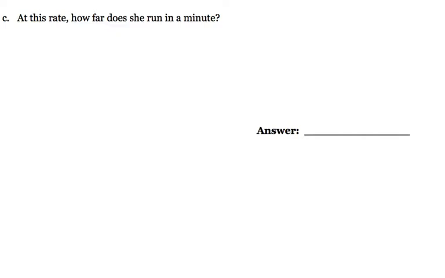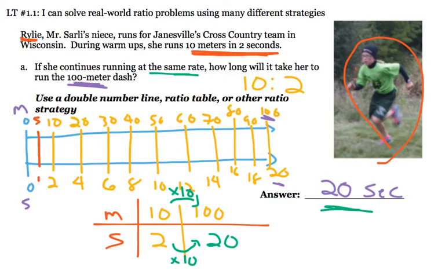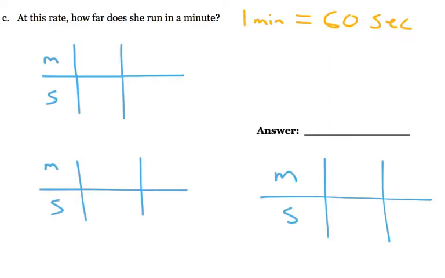At this rate, how far does she run in a minute? All right, so since all the units in this problem have been in meters and in seconds, they haven't been in minutes. So something we need to remember is that 1 minute is the same as 60 seconds. And once we know that, there are a lot of ways we could do the problem. And honestly, they all make the most sense in a ratio table.